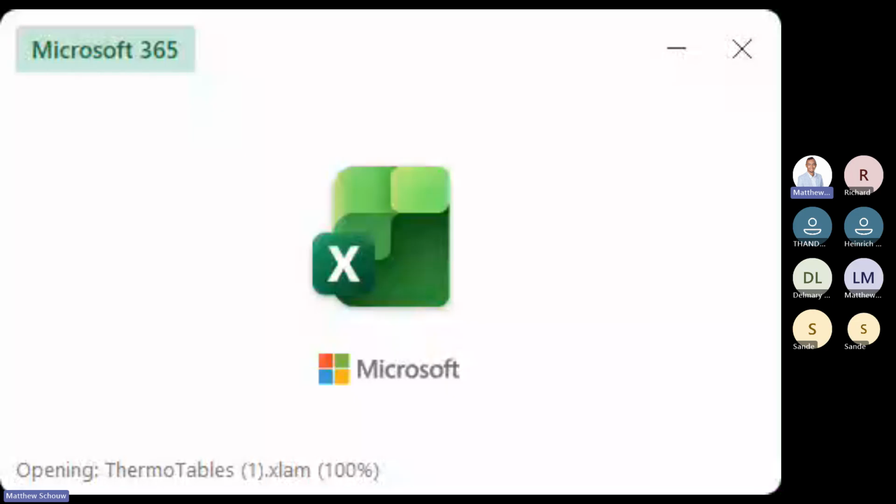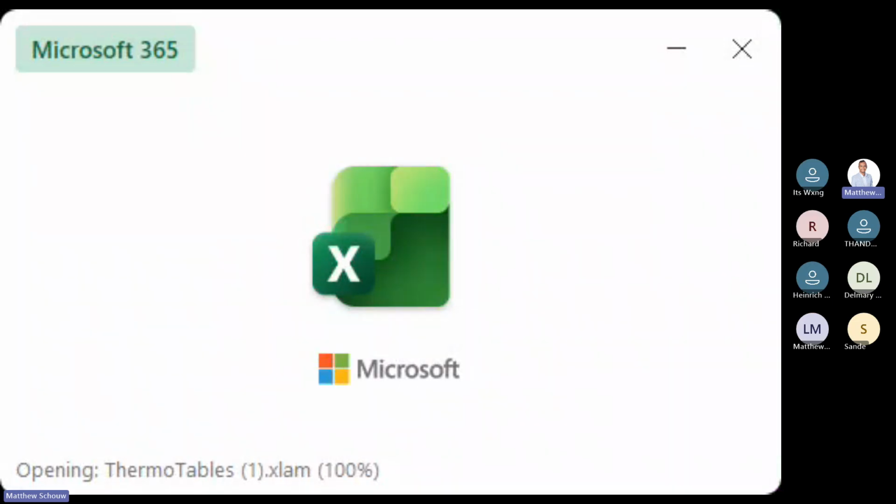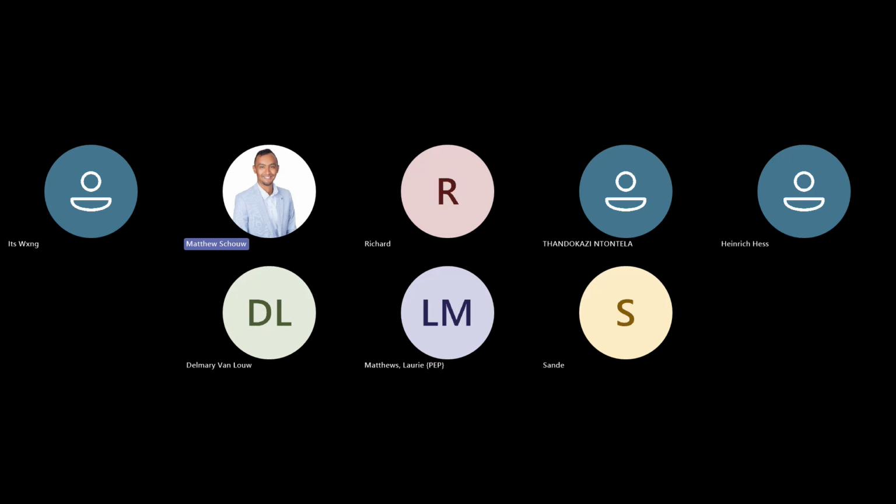So I'm opening up Excel. Are you guys familiar with Excel? As a professional, you should be. If you're interested, you can always ask me for some help. I'm not a so-called expert, but I know my way around certain stuff. What you're currently seeing is a spreadsheet which is able to calculate the performance of something called a flat plate solar collector.